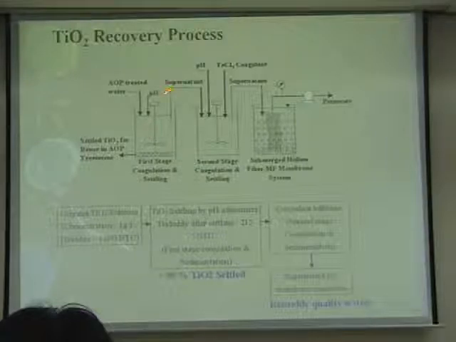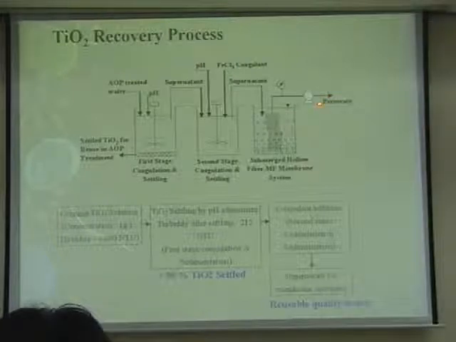And the supernatant liquid was transferred to the next stage, where there are about 5 to 10% of TiO2 particles suspended, so we introduced a small amount of ferric chloride or alum or a commonly used coagulant, in very small amounts, to settle the remaining TiO2. The supernatant liquid is then taken to the submerged hollow fiber microfiltration membrane system, where the remaining micro-sized particles in the suspension are successfully removed, and we get the reusable treated water.